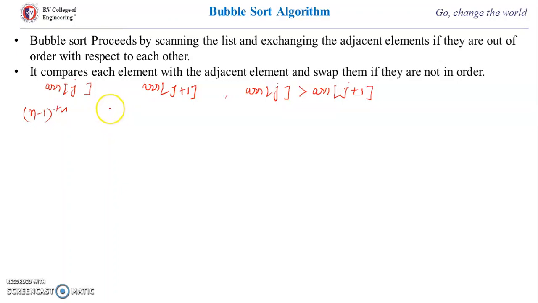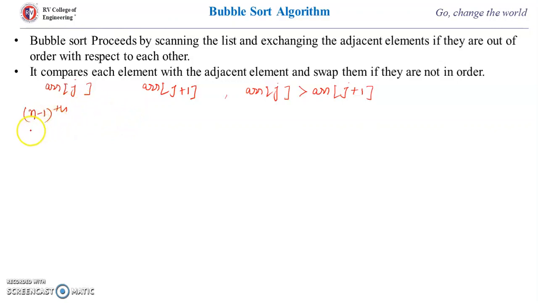Similarly, after each pass, the next larger element will be moved to the end of the list and placed at its proper position. So if there are n elements, then n-1 passes are required to sort the array, and the procedure is as follows.